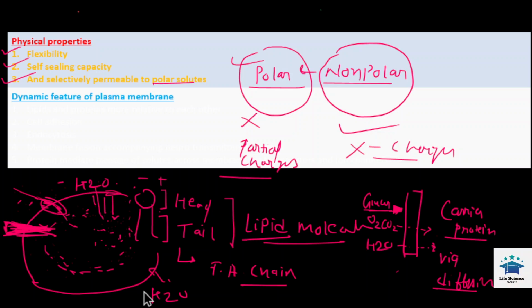So we simply say that non-polar molecules interact with each other via hydrophobic interactions. Hydrophobic interaction occurs when there is the presence of what? Water. If no water, no hydrophobic effect. No hydrophobic effect, no hydrophobic interaction. So polar and non-polar molecules interact via hydrophobic interactions.